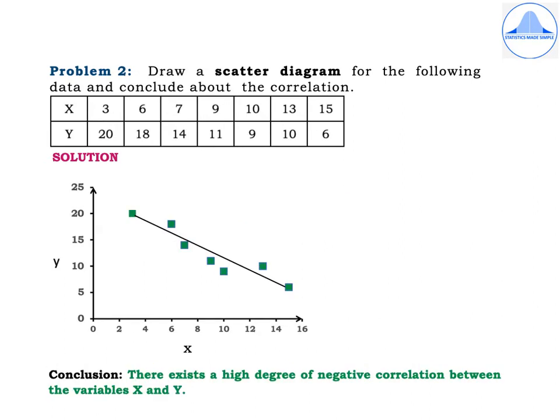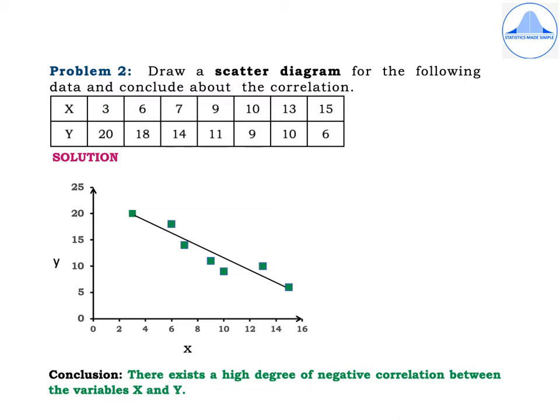Problem 2. Draw a scatter diagram for the following data and conclude about the correlation. The x values are 3, 6, 7, 9, 10, 13 and 15. The y values are 20, 18, 14, 11, 9, 10, 6.